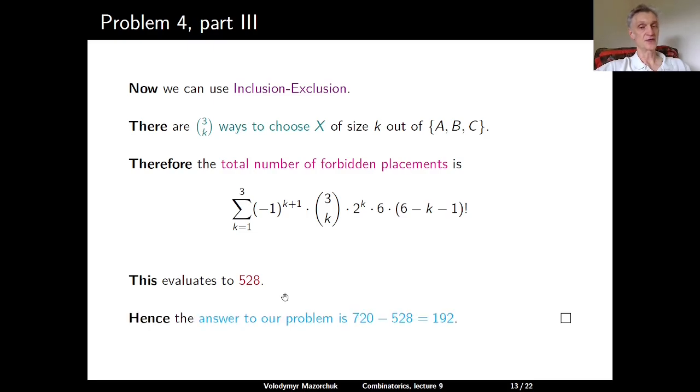There are 720 placements in total, so the number of allowed placements is their difference, which is 192. And that's the solution to our problem.